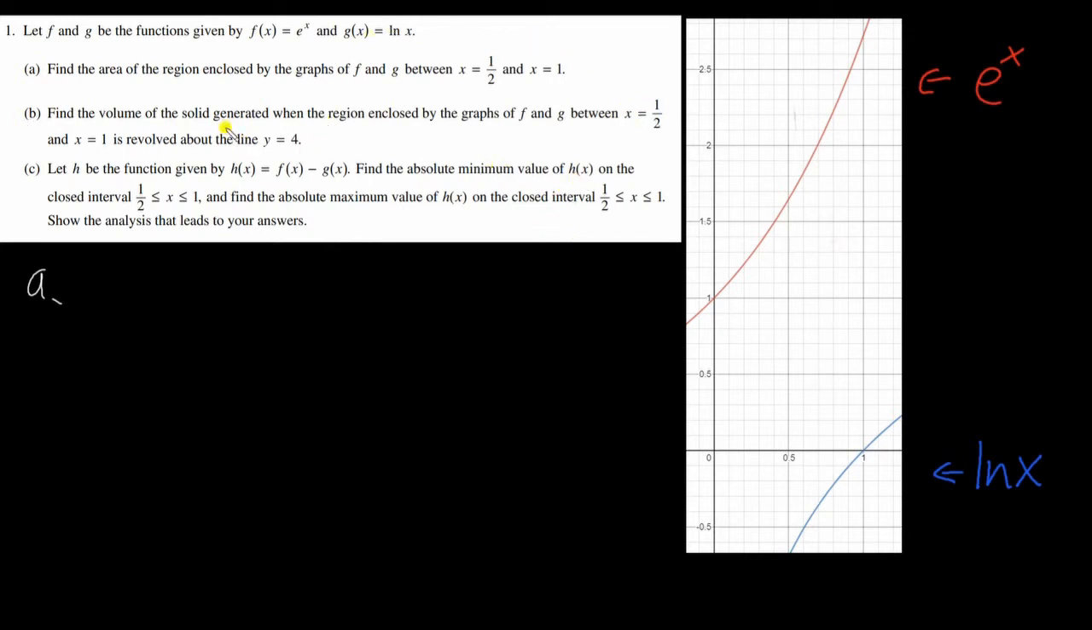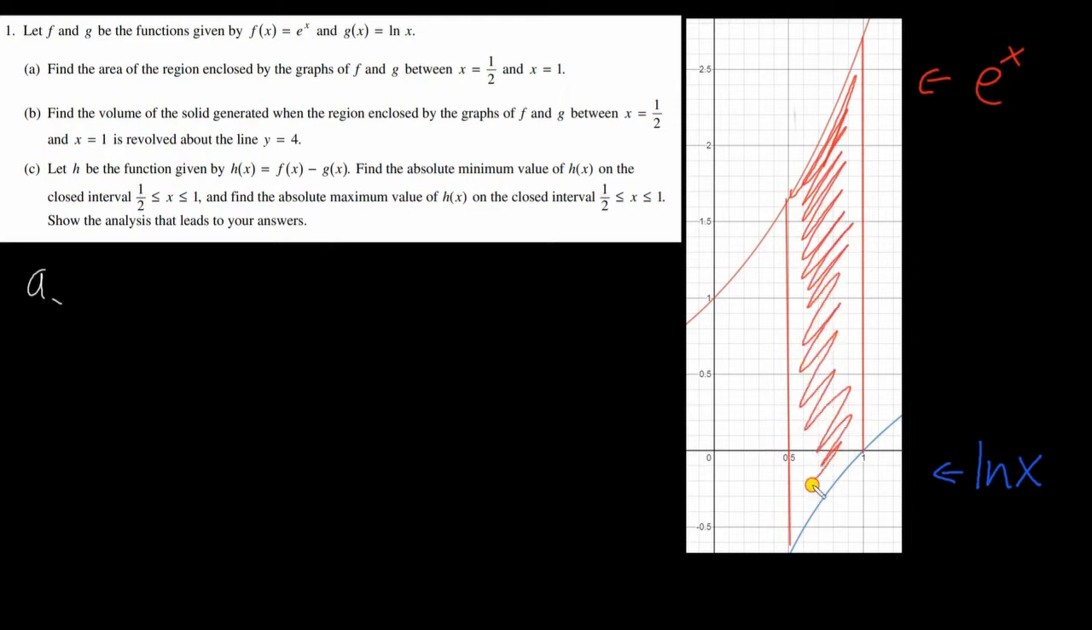So in part A, we need to find the area of the region enclosed by the graphs of f and g between x equals 1/2 and x equals 1. So I'm going to start labeling x equals 1/2 here and x equals 1 here, like that. Now that I have that, I can sketch the region that I'm talking about, like so. And I think drawing a sketch is really important because it helps you visualize what it is you're doing, and especially in this unit where it's very conceptual, this sketch can be really helpful.